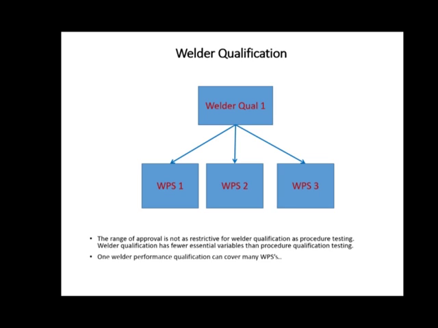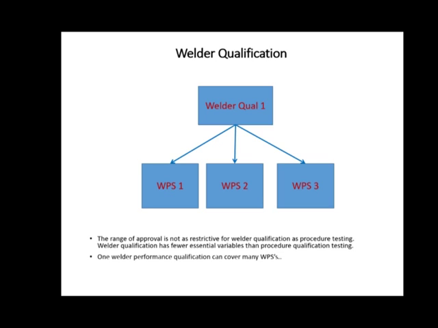Welder qualification. The range of approval is not as restrictive for welder qualification as it is for procedure testing. Welder qualification has fewer essential variables than procedure qualification testing. One welder performance qualification can cover many WPSs. You're asking, how can this be? Shouldn't a welder have to qualify for each WPS? No, he does not. As long as he meets a certain number of essential variables, he's good to go on that.